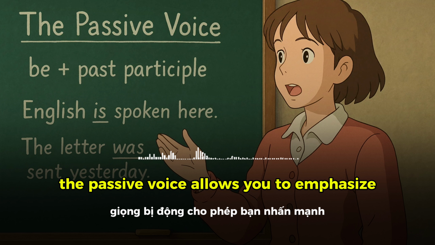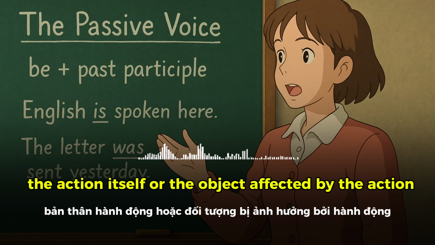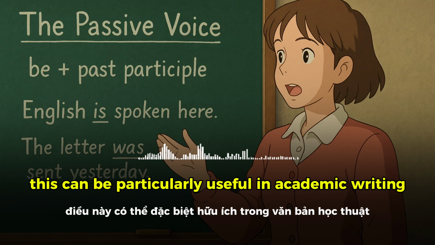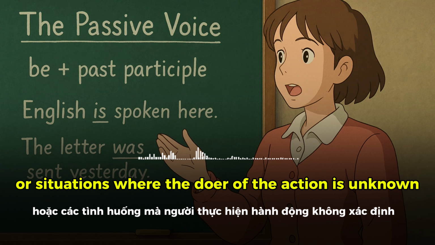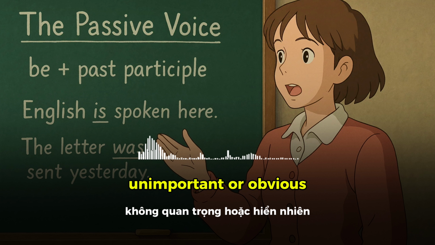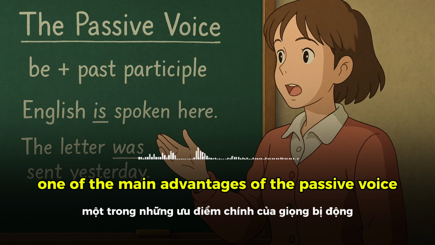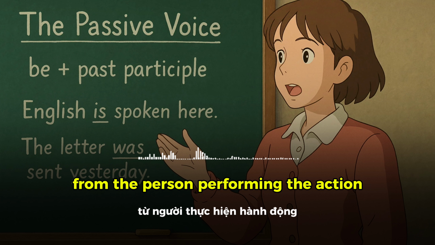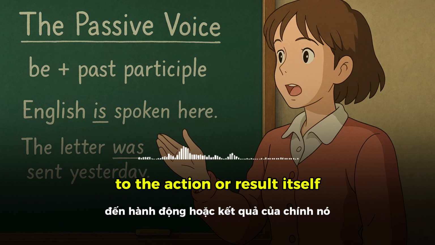The passive voice allows you to emphasize the action itself or the object affected by the action, rather than focusing on who is performing it. This can be particularly useful in academic writing, formal reports, or situations where the doer of the action is unknown, unimportant, or obvious. One of the main advantages of the passive voice is that it allows writers to shift attention from the person performing the action to the action or result itself.